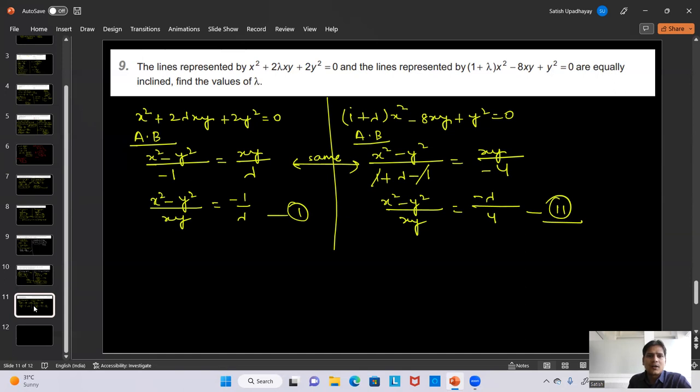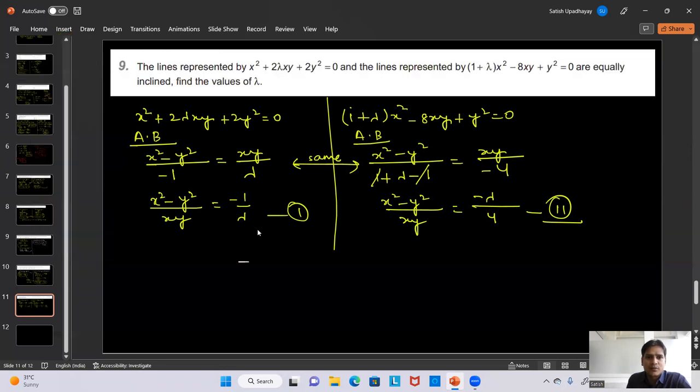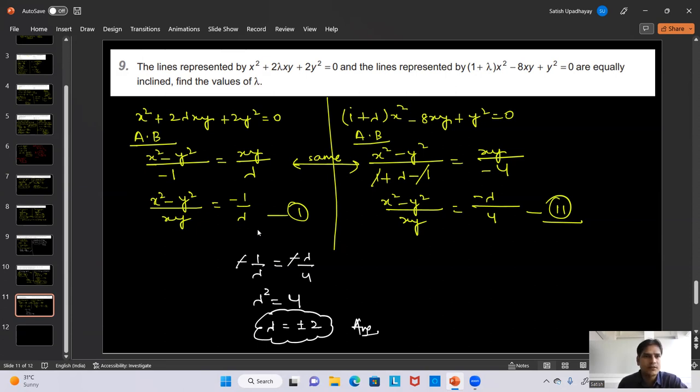So on comparing 1 and 2, what we can say? Minus 1 upon lambda is equal to minus lambda upon 4. So minus, minus will get cancelled out. We will have lambda square is equal to 4. Or you can say the value of lambda will be plus minus 2. So this will be the answer to this question. So we got the value of lambda as plus minus 2.